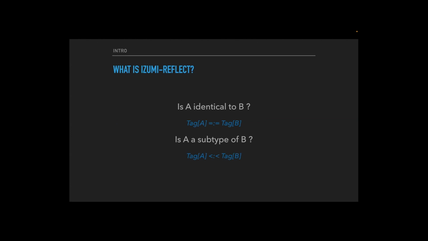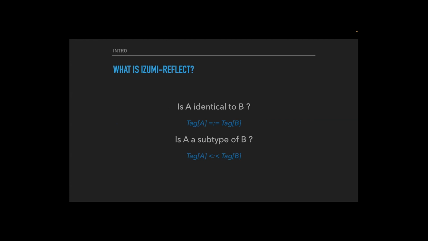So, Izumi-Reflect is a compile time reflection framework, a portable replacement for Scala Reflect. It's a tiny library which essentially for any pair of types can answer just two questions. Is one type identical to another? And is one type a subtype of the other?